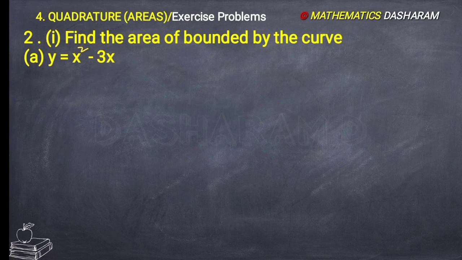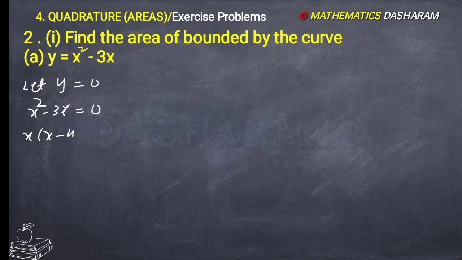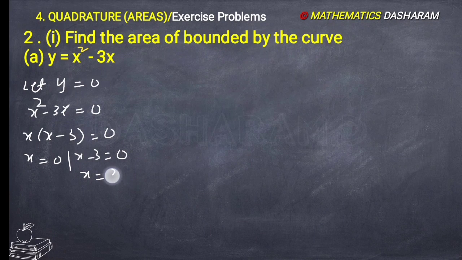Second bit, find the area bounded by the curve. The first question, y equals x square minus 3x. In this question we don't have ordinates, so let's find out the ordinates. To find out the ordinates, equate the given curve to 0. So x square minus 3x equals 0. Here we can take the x common, so x into x minus 3 equals 0, x equals 0, next x minus 3 equals 0, so here x equals 3. So the ordinates are 0 and 3. That means the given curve will intersect the x-axis at 0 and 3.